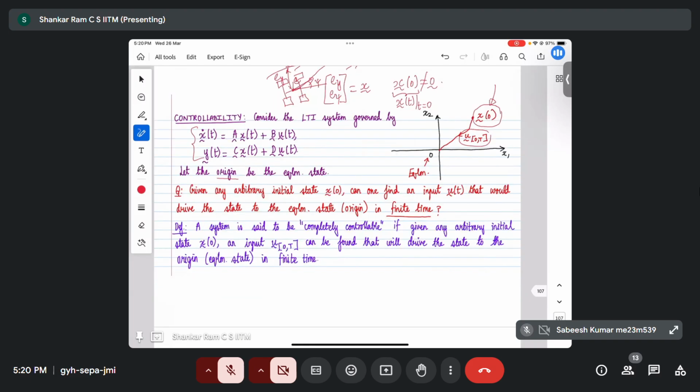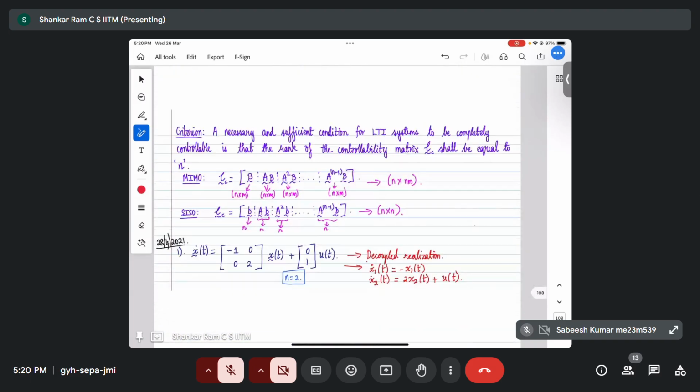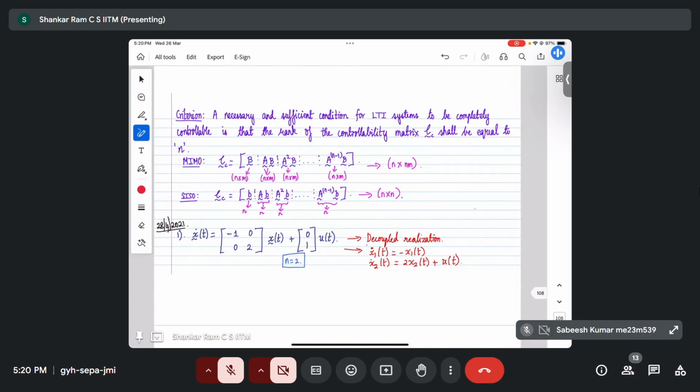Now we are not going to get into the mathematics, as we discussed. In this particular course, we are going to mainly look at applying these concepts, for control design and so on. So what is the corresponding criterion? The criterion is that if we have the state space representation of an LTI system, we form something called a controllability matrix.